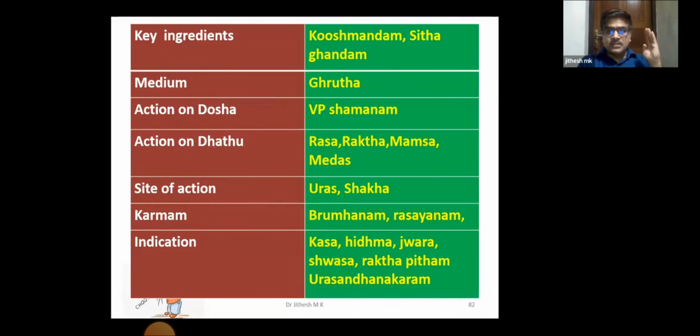So action on Dhadu, which is Rasayana, Rasa, Rekta and Mamsa and Medas. Site of action is Uras and Shaka, which is Brahmana as well as Rasayana. Indications are Kasa, Hitma, Jwara, Swasa, Rekta, Vitta and Urasandhana. Urasandhanagara is nothing but Shataja and Trayaja Kasa. Urasandhanagara means nothing but Urakshada, that is Shataja Kasa.